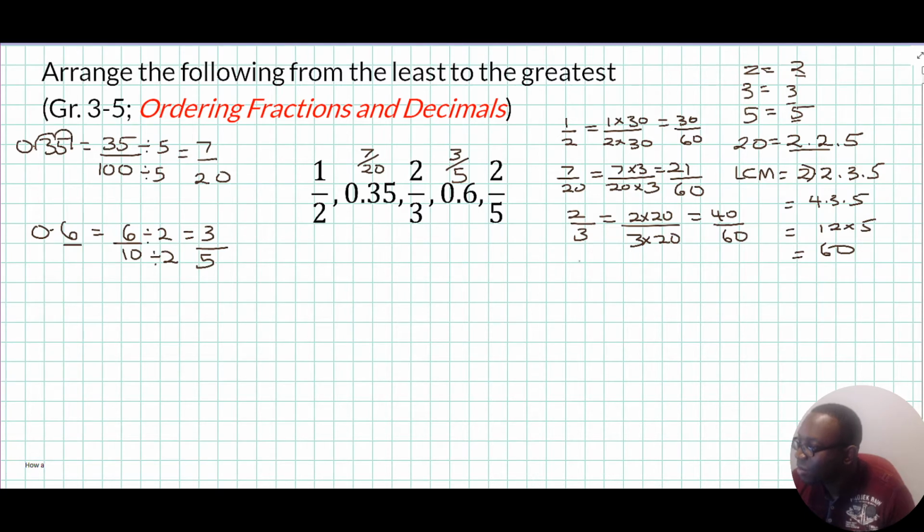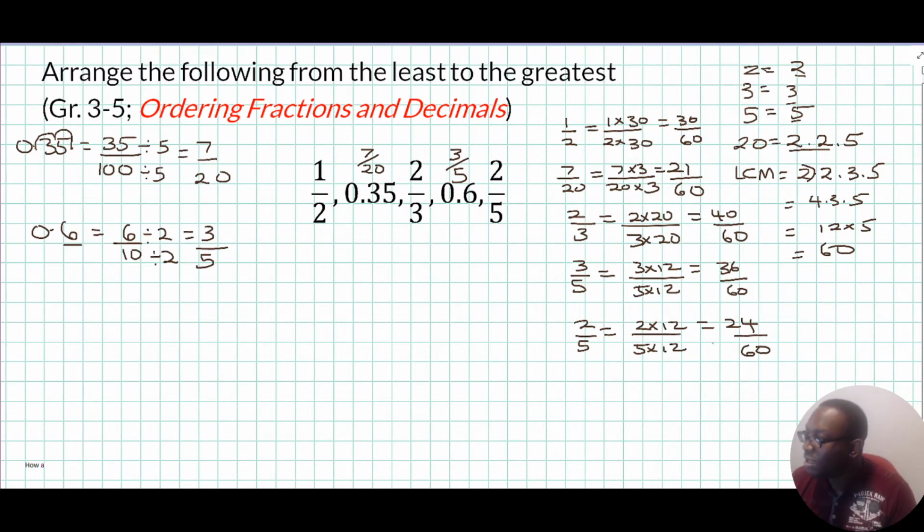And then we have 3/5, 3 over 5. This is going to give us 5 multiplied by 12, so 3 multiplied by 12. This is going to give us 36 over 60. And the final fraction we have is 2/5. We multiply 5 again by 12, and we have 2 multiplied by 12. This is going to give you 24 over 60.